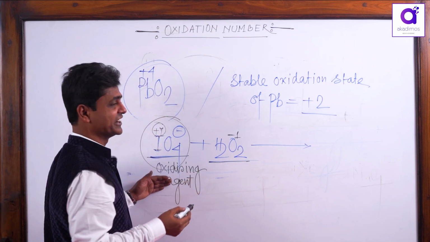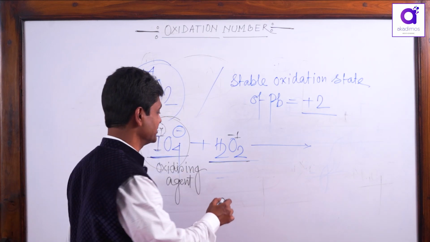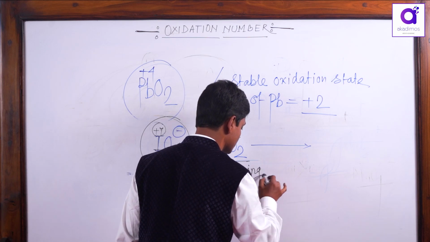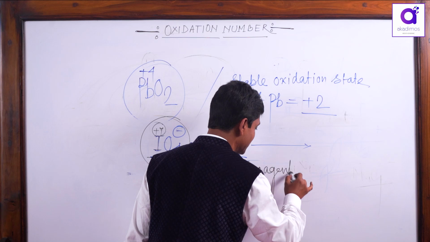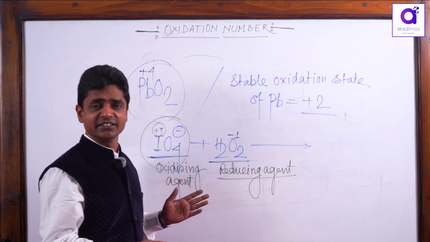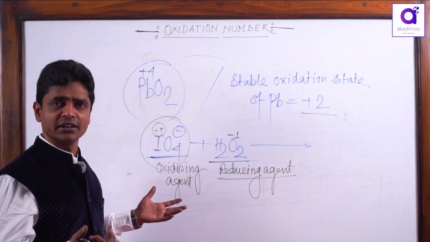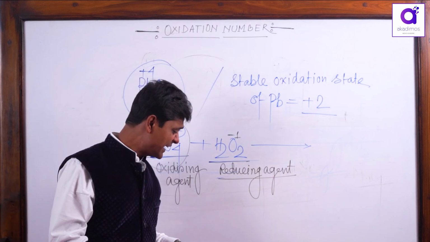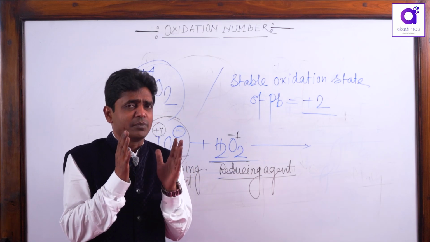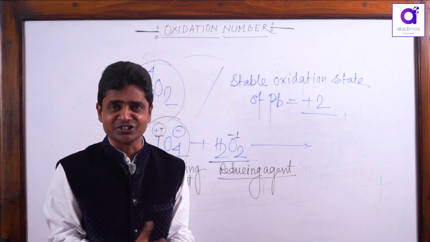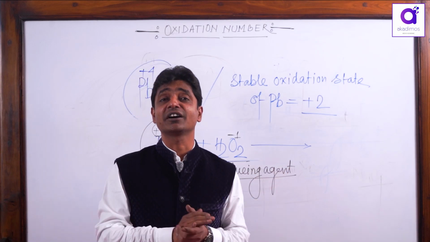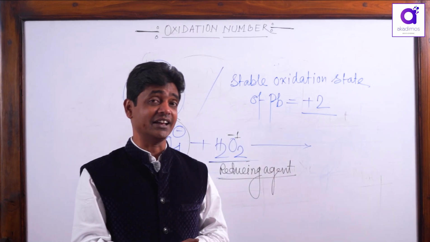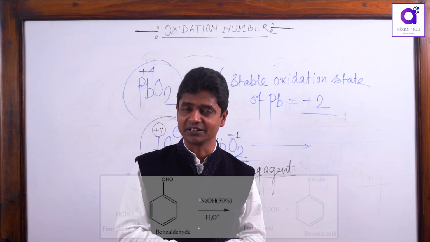If it is the oxidizing agent, then the other must be the reducing agent. That means you have a very clear picture from the oxidation number idea. In this way, for any reaction, I'm not telling you everything is oxidation number, but oxidation number will give a preliminary idea of inorganic redox reactions as well as organic redox reactions.